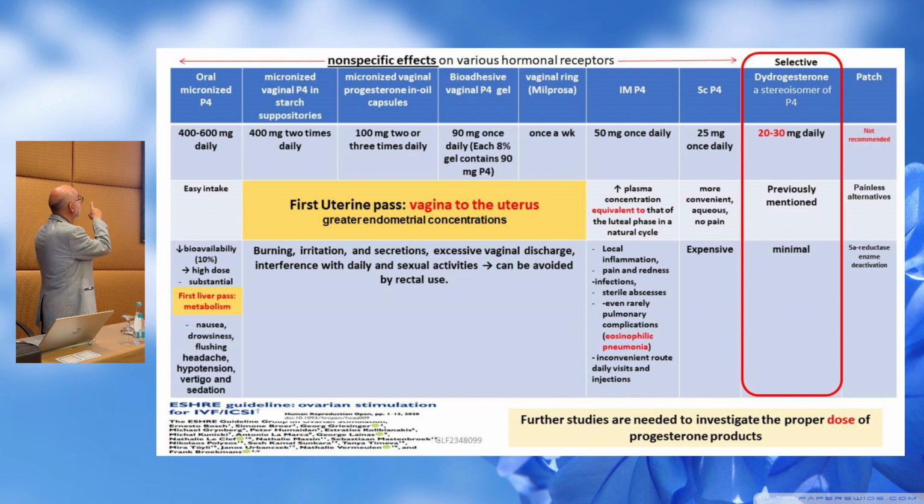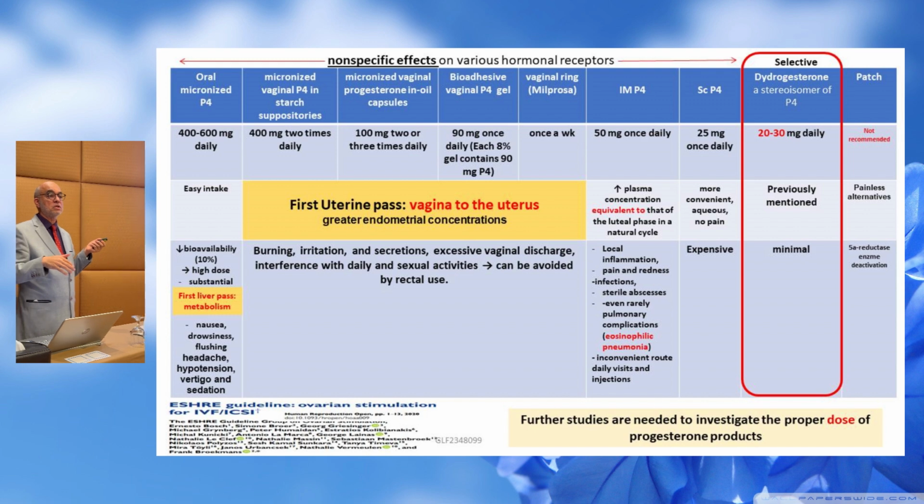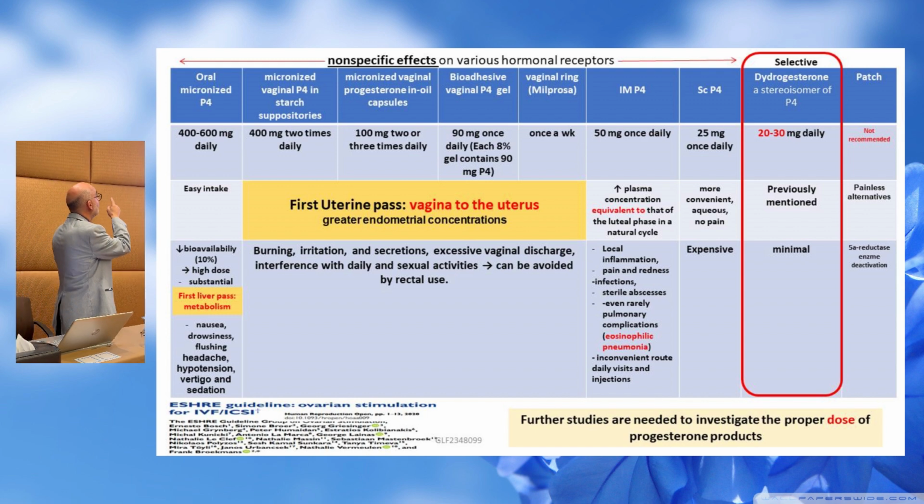If you look at the first row, you will find the dose for dydrogesterone is 20 to 30 milligrams, as recommended in most of the publications. Some of them use 40 milligrams. But if you look at oral micronized progesterone, you will find 600 milligrams. So from 20 milligrams to 600 milligrams, these are the differences because of the bend of the molecule.